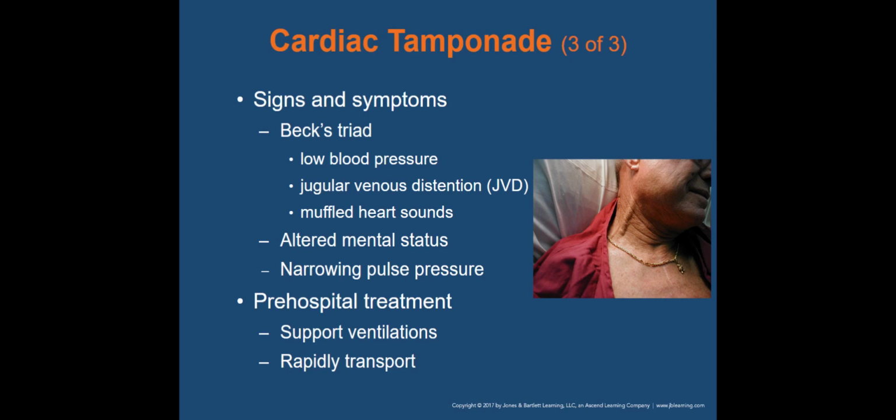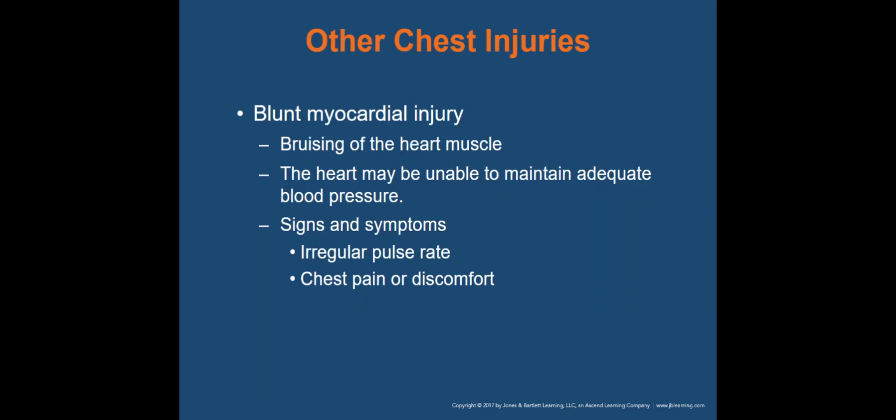So every 5 minutes, if you're taking the blood pressure and you note that the systolic and diastolic blood pressure are getting closer and closer together, and the patient may be a candidate for a cardiac tamponade, then certainly you should be considering this as a possible cause of their current distress. Support ventilations and rapidly transport. That's really all that we can do for these patients. They need surgeons. They need emergency rooms, and they need surgeons.